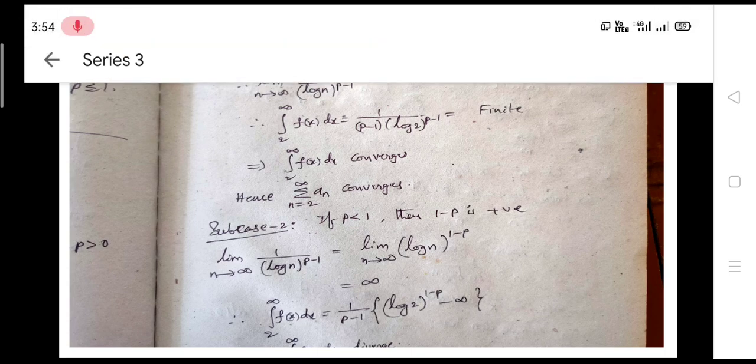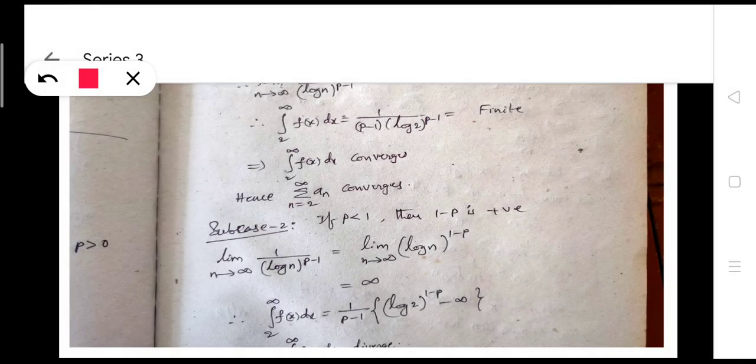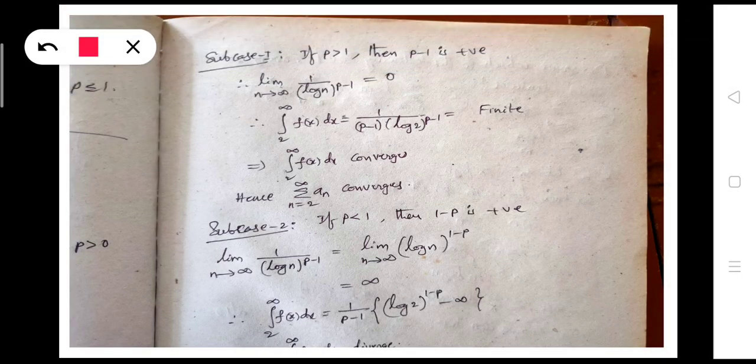Subcase 2. If p is less than 1, then 1 minus p is positive. And the limit as n tends to infinity of 1 by log n whole power p minus 1 is equal to the limit as n tends to infinity of log n whole power 1 minus p, which is equal to infinity only. So therefore the integral from 2 to infinity of f of x dx is equal to 1 by p minus 1 into log 2 whole power 1 minus p minus infinity.